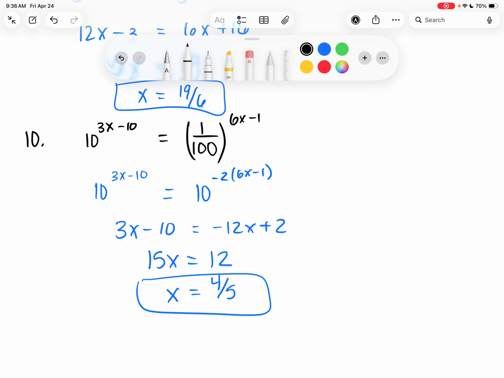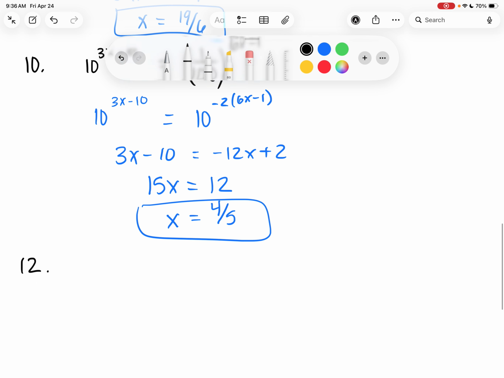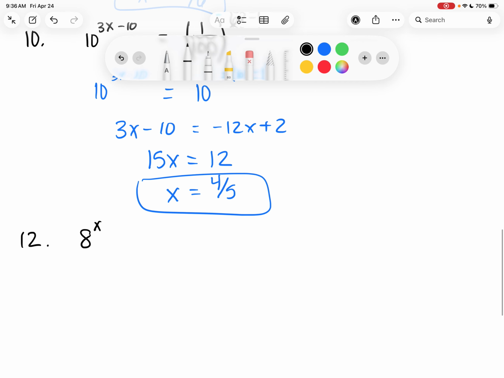Number 12. 8 to the x is equal to 20. So this is where we're going to be using the stuff from 2 sections ago now, in 7-4, when I showed you the E and the L. We use the E if it's a log and we're making it exponential. I'm going to use the L if it's exponential and I'm making it a log, because I don't know what power to raise 8 to equal 20, right?